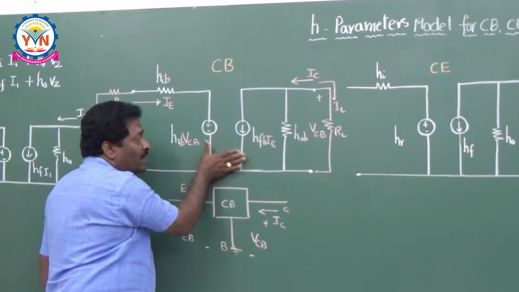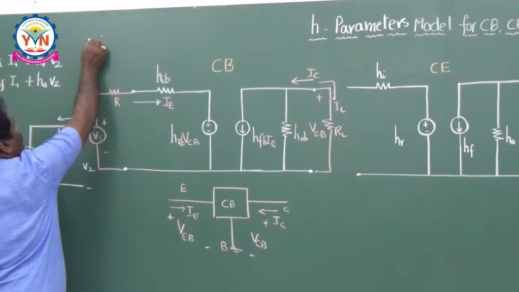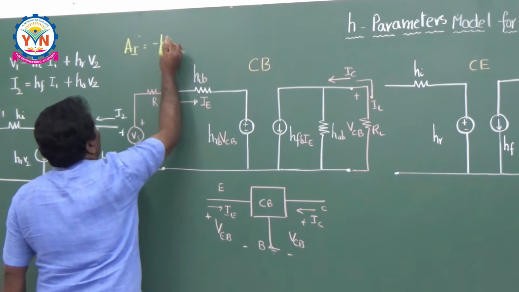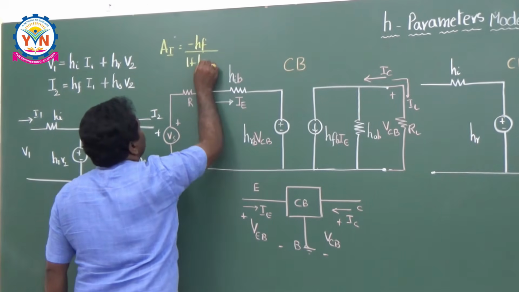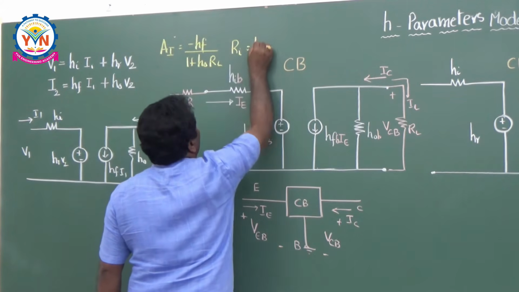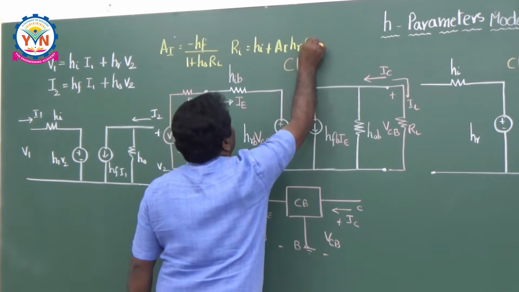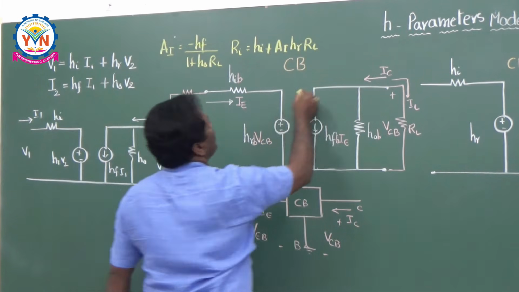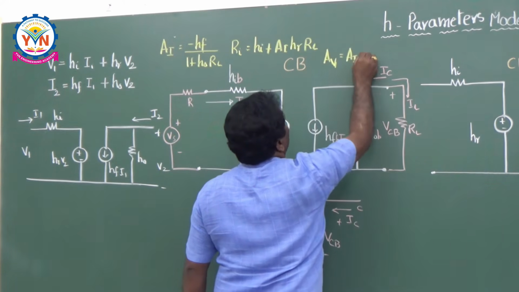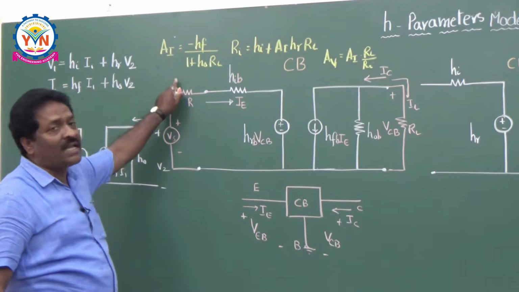Already we have developed the generalized equations for your current gain and voltage gain. What is current gain? Current gain AI is equal to minus HF by 1 plus HO into RL. And what is the input resistance RI? RI is equal to HI plus AI into HR into RL. What is the voltage gain? Voltage gain AV is equal to AI into RL divided by RI. So these are the generalized equations we already developed in the last class.